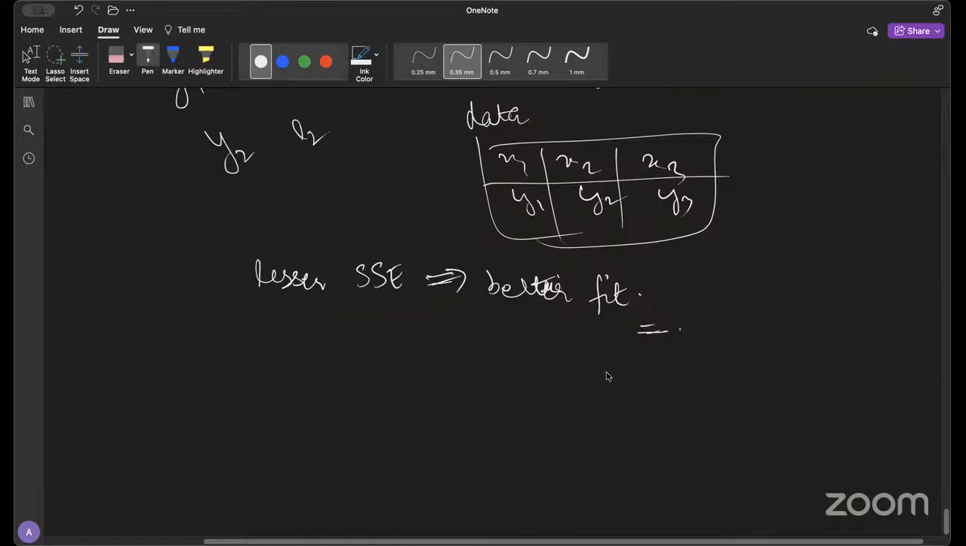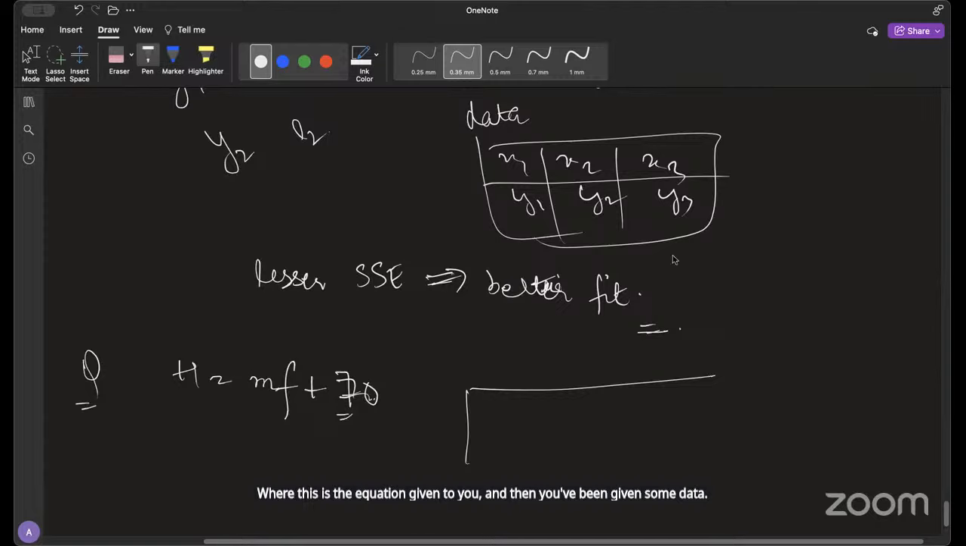Let's just do the question itself. This is in your practice assignment, where this equation is given to you, and then you've been given some data in this form only, x1, y1. These are the data points given to you. And then you've been asked to find.